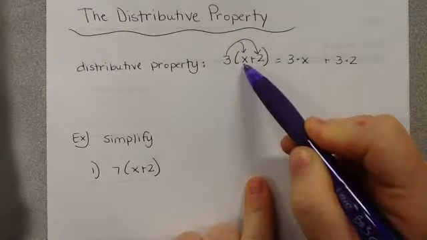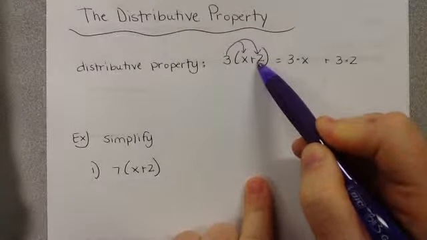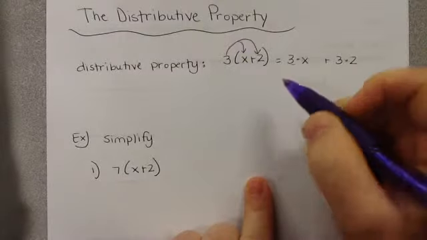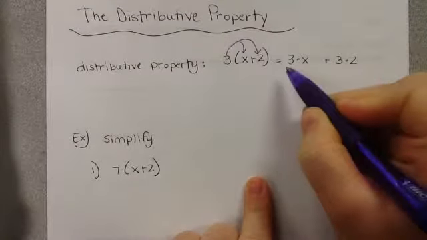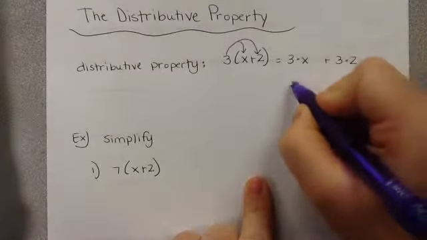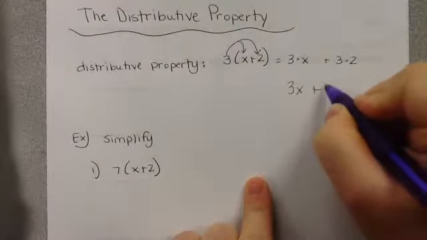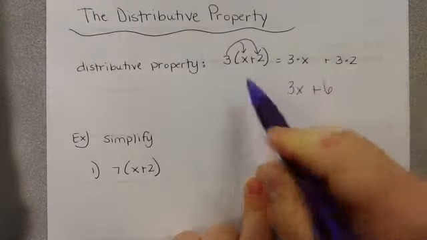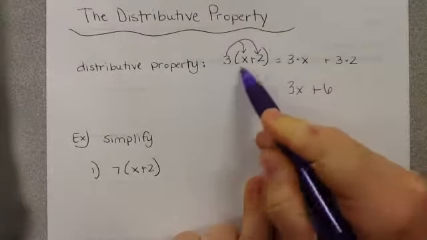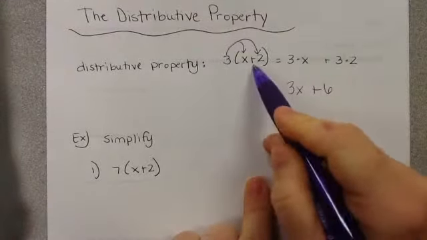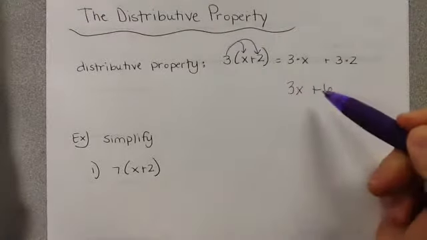Now the biggest mistake is we forget the second one. So don't forget to distribute it to both. We can simplify this. 3 times x is just 3x plus 3 times 2 is 6. So if we use the distributive property, this is the same as 3x plus 6.